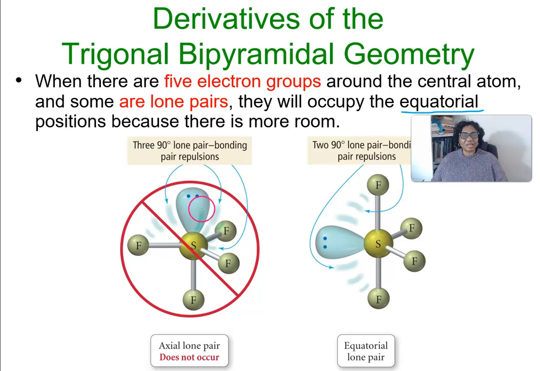So you see, these are axial positions. This is axial. And these are equatorial. So you see, the lone pairs will not occupy the axial positions because they don't have more room. They occupy the equatorial position.